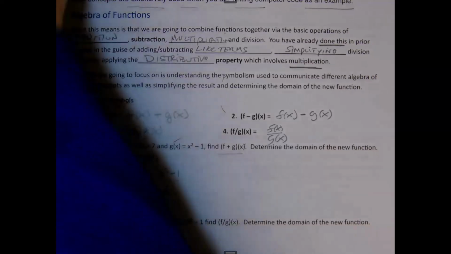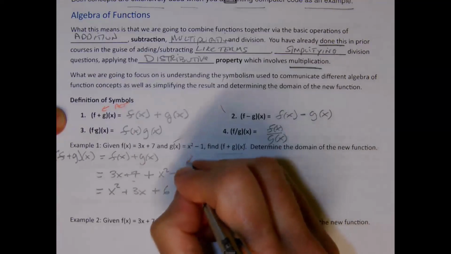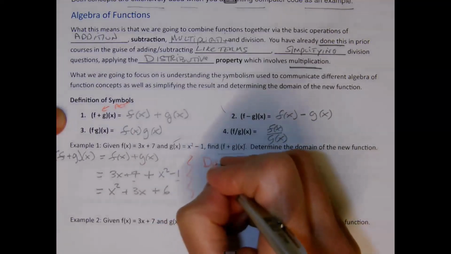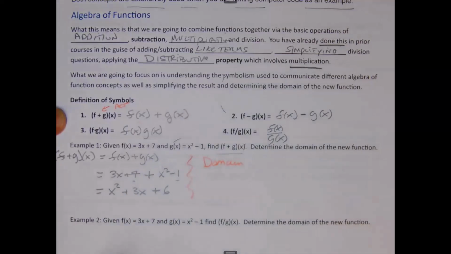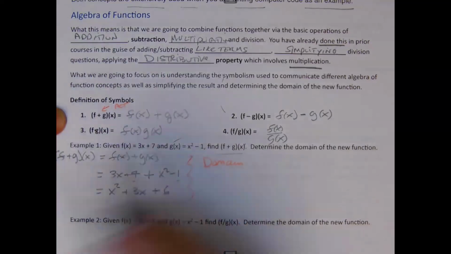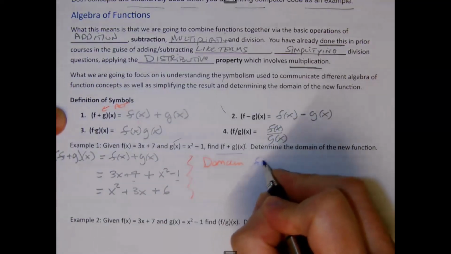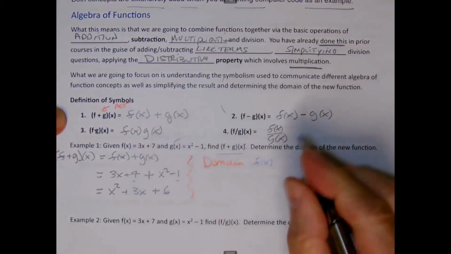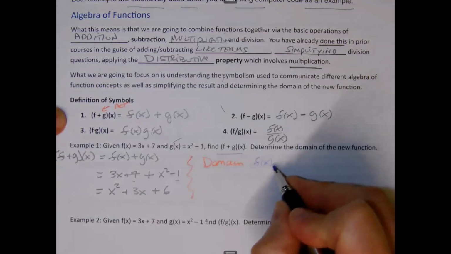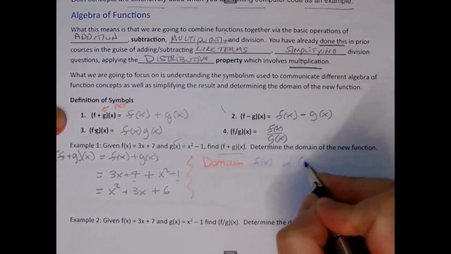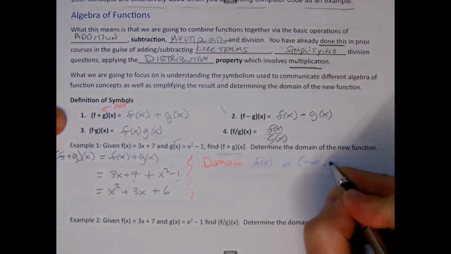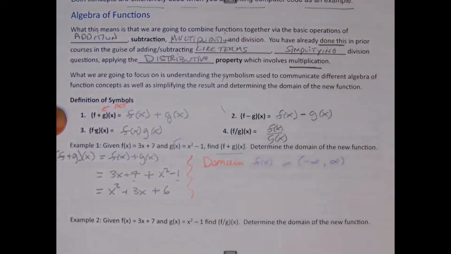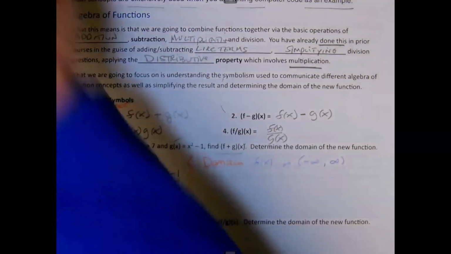All right, so I'm done with that part. Now let's talk about the domain part. I want to find the domain of this function. To find the domain, determine first the domain of f(x). So what is the domain of f(x)? In this case, I'm looking at this. This is a straight line. So the domain of f(x) is everything, negative infinity to infinity. Okay. What about the domain of g(x)?